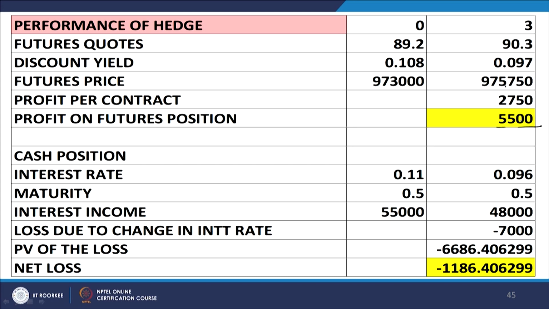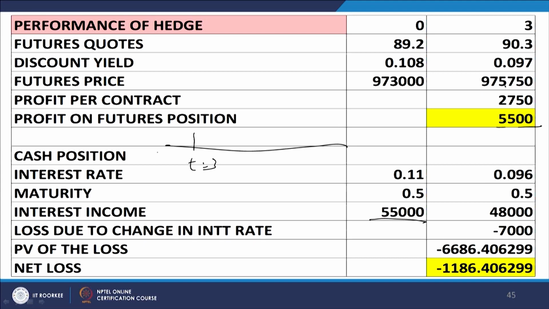Now, let us look at the interest rate. The interest rate at T equal to 0 was 11%. The interest rate at T equal to 3, when the investment was actually made, is 9.6%. The maturity is 0.5 years, that is 6 months. So, the interest income at this rate is this much, the interest income at this rate is this much, and the loss in interest income is 7,000 rupees. You make a loss in interest income of 7,000 rupees, you make a profit on the futures position of 5,500 rupees. So, in effect the difference is 1,500 rupees.